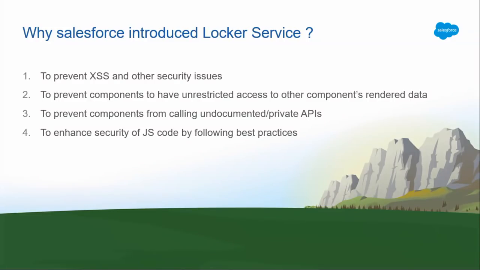The third reason is to prevent components from calling undocumented or private APIs. Private APIs are basically methods in a library that are not documented properly or are not available. To prevent calling undocumented or private APIs that are not active right now, Locker Service takes care of that for you.